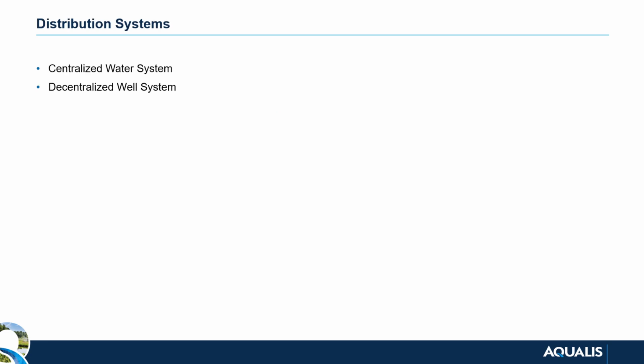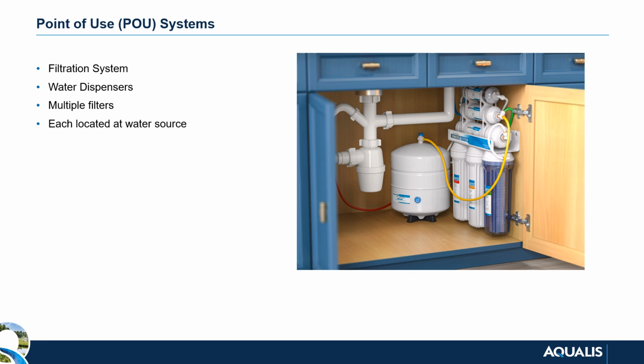Distribution systems are classified as either centralized or decentralized water systems. A centralized water system is water distributed from a centralized location, such as a water treatment plant, to residential and commercial areas. A decentralized water system is water distributed through small local systems or private wells, often in rural or remote areas.